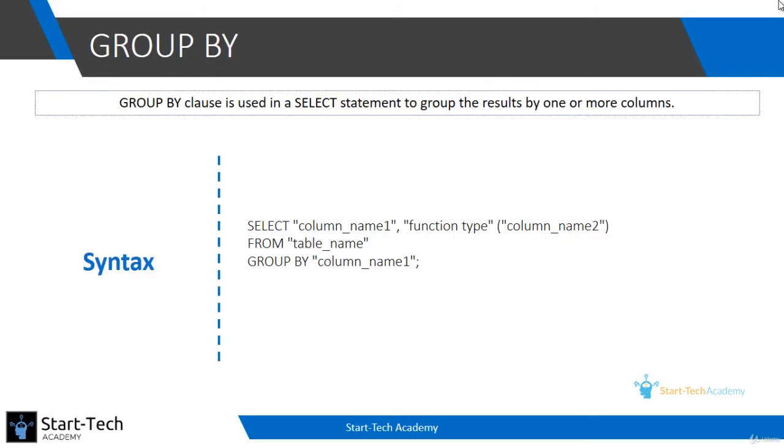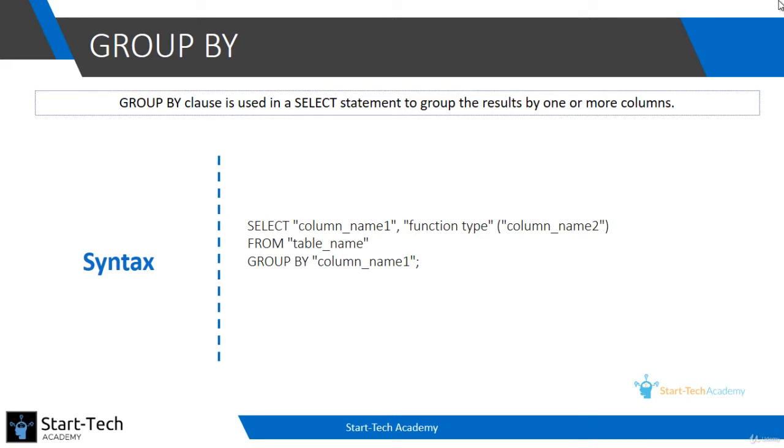Till now, we have discussed the aggregate functions, which include sum, count, average, min, max functions. These functions are mostly used along with the group by clause. Group by clause is used to group the results by one or more columns. It is a very important clause. I want you to pay attention as this will be used many times in your professional career.